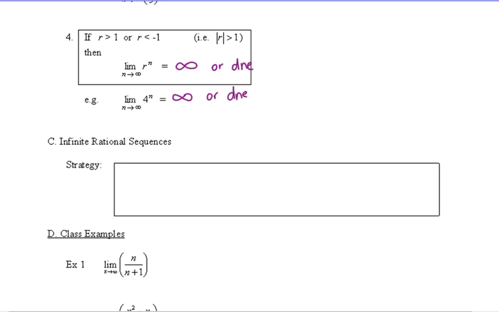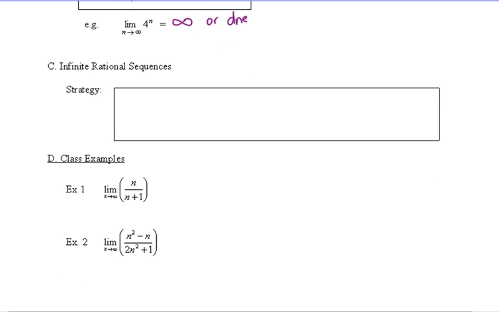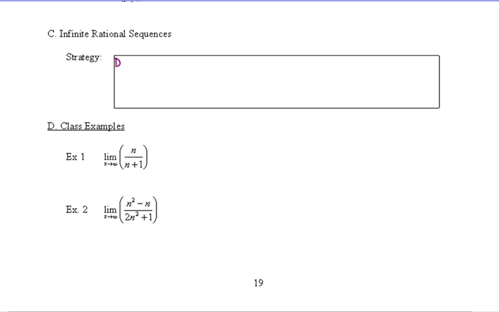Okay, so strategy. What's our strategy? You have to write this in. Sorry, should have given it to you. Okay, so our strategy is this. For infinite rational sequences, so any rational. So how do we evaluate rational sequences? Our first strategy, this is what we're going to do, is we're going to divide the top and bottom of the fraction by the largest power.